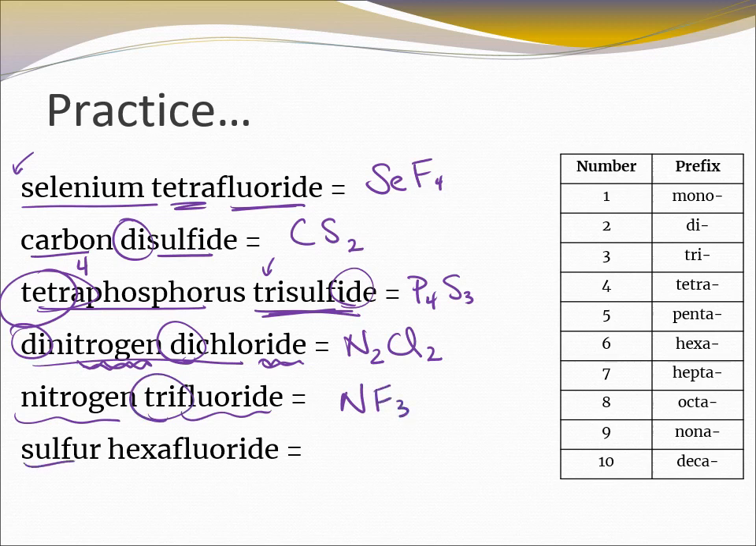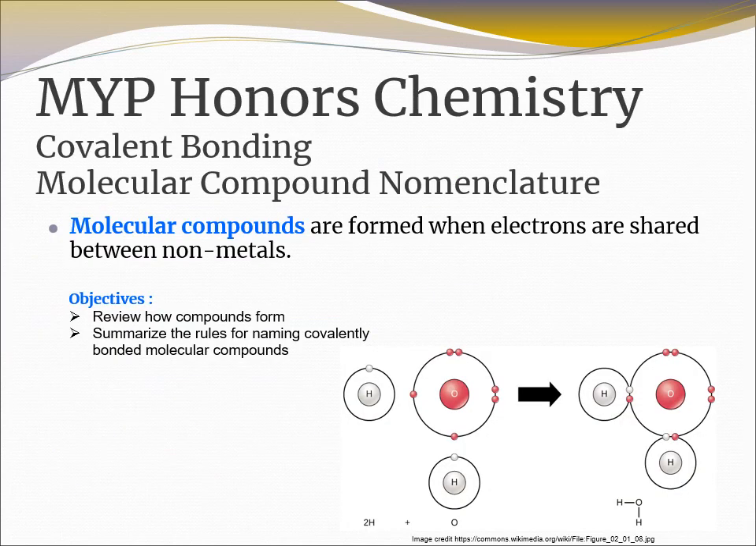Trifluoride. Sulfur hexafluoride, sulfur, only 1. That's a big capital S. Fluoride, I have F, and then hexa is 6, my friends. And we did it. Objectives accomplished.